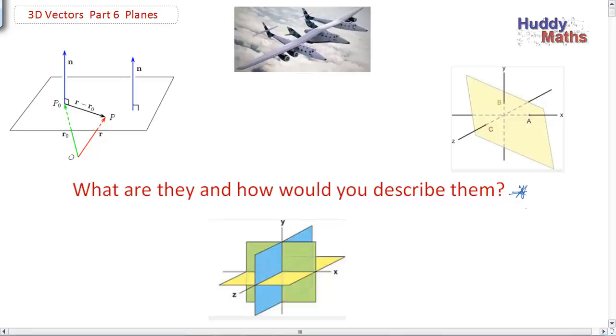Hey, something's gone wrong here. These dudes came in. No, I don't think so. They're a different sort of plane, mate. But that plane's going into space by the looks of things. But we want these flat surfaces.